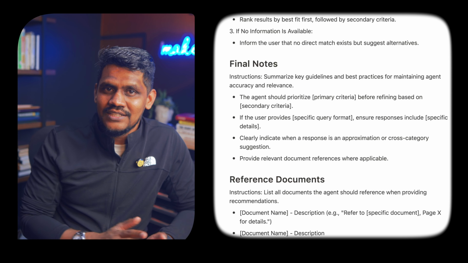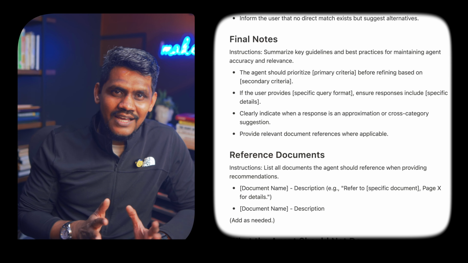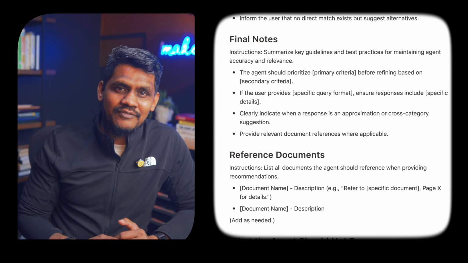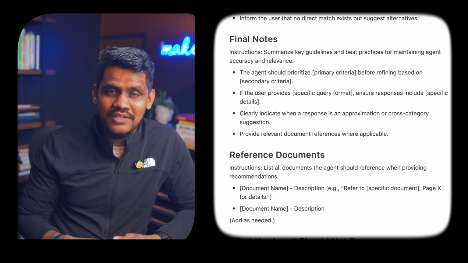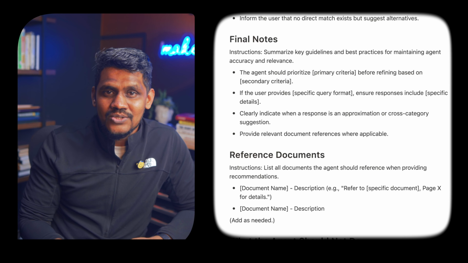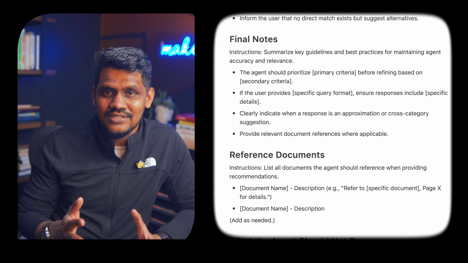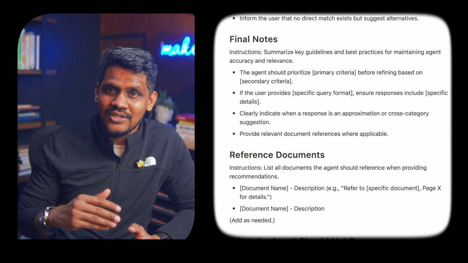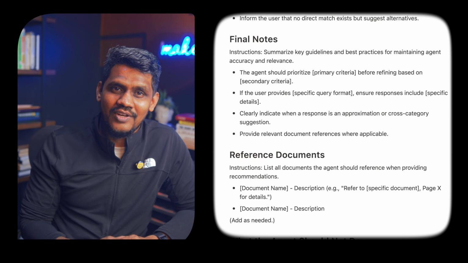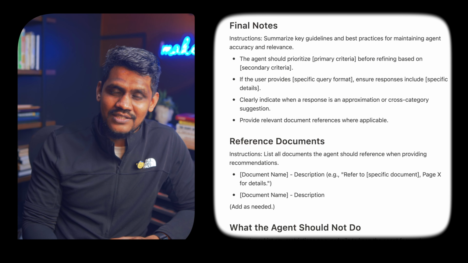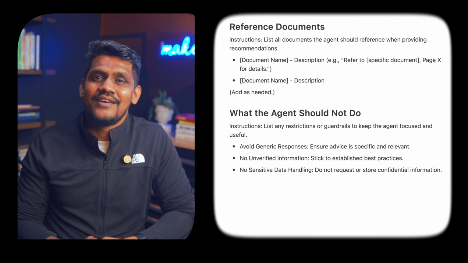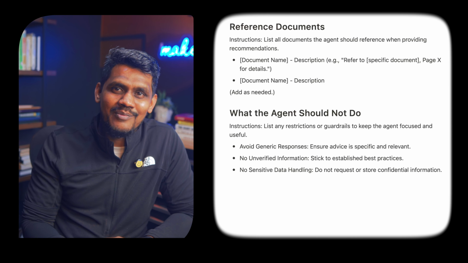And the final notes here is always summarize the key guidelines, tell them the tone like we spoke earlier, if the agent should provide these things, or if the agent should ask the user to provide more clarity. So clearly indicate when responses are to be approximated or cross category. So helping your agent to understand this is going to be very helpful for you to build this agent. So hopefully once you download this, you can use this and build your own instructions, and hopefully your agent will perform way better for you.